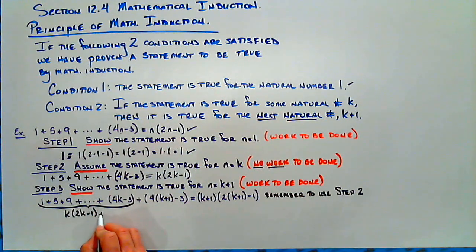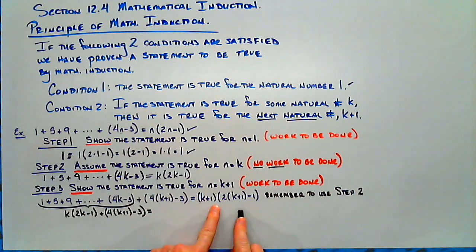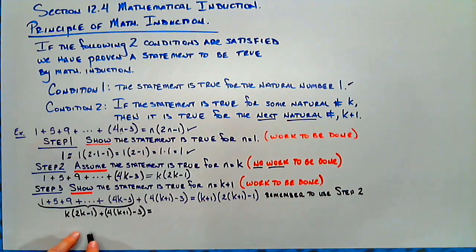Now, what else do I have over here? I have this, right? I have 4 times k plus 1 minus 3. Now somehow, we're hoping that is equal to this. And if we look at them right now, they don't look very equal, do they? But what are we going to do? We're going to go back to our idea from the first time we probably encountered this, in trigonometry, when we had somebody on the left-hand side, somebody on the right-hand side. They did not look equal. So what did we do? We simplified the left-hand side. We simplified the right-hand side until they matched. And we can do that right here.